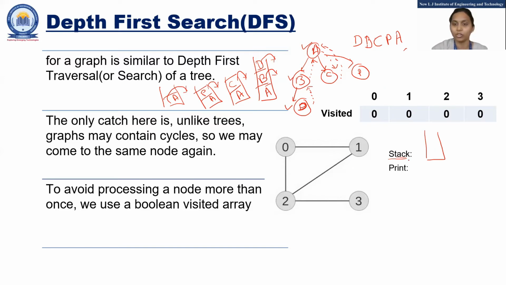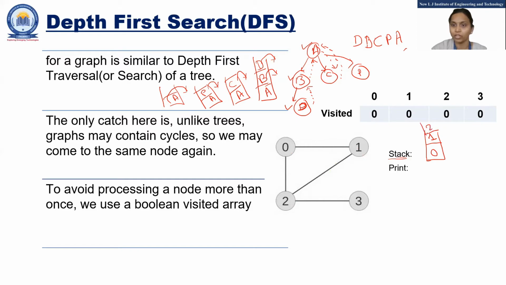Let me do the same in this graph. You have 0, 1, 2, and 3. Any node you can start; let me start with 0. Okay, so 0 is there. Now write down, does 0 have any connection? Yes, 0 has a connection with 1. So write down 1. Now does 1 have any connection? Yes, 2. Write down 2.